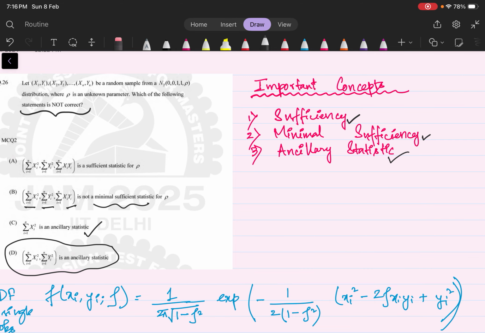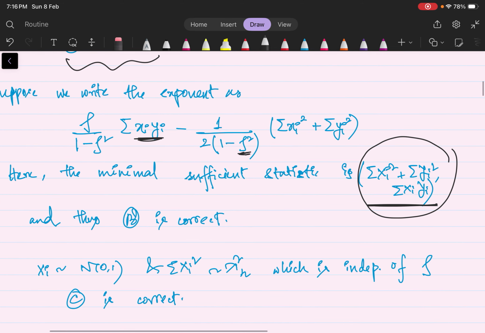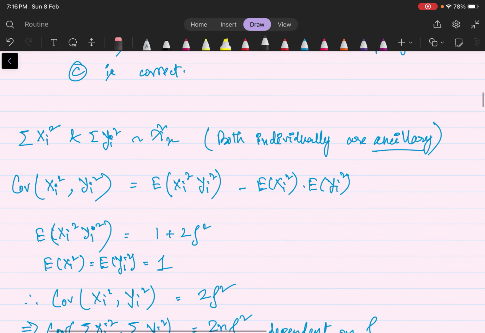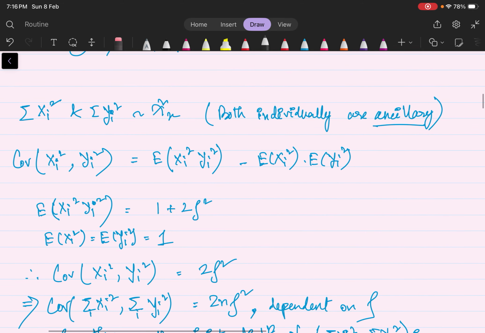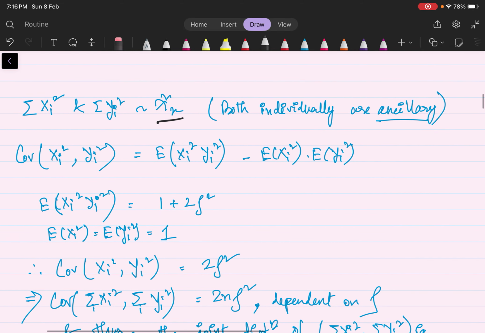But we will see why D is an incorrect statement. Summation xi square and summation yi square follows chi square n. Both individually are ancillary actually, but we need to find out the joint distribution. For finding out the joint distribution, we first need to see the variance covariance matrix, right? Covariance of xi square comma yi square. This is the typical formula of covariance.